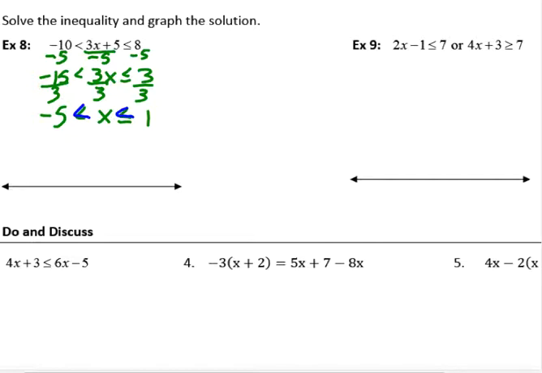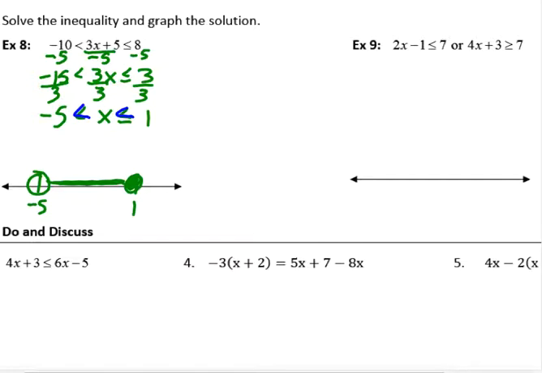So we need to make sure we have those 2 values on our number line. So we're going to have a negative 5 down here and a 1 up here. The negative 5 will have an open circle. The 1 will have a closed circle. And this is saying that x is in between. So it has to be greater than negative 5, but it also has to be less than or equal to 1.